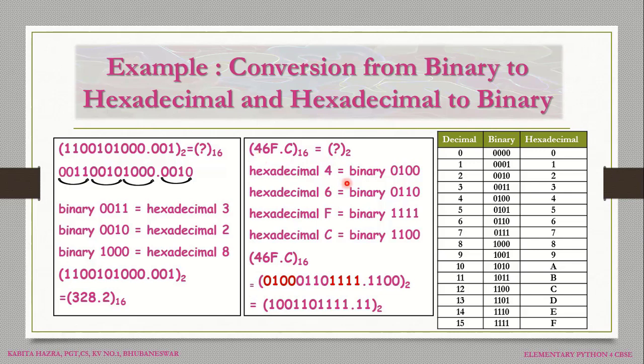If we want to convert a hexadecimal number to binary, then we will simply write the 4-bit binary equivalent for each hexadecimal digit. So hexadecimal 4 is 0100, hexadecimal 6 is 0110, hexadecimal F is 1111, and hexadecimal C is 1100. Removing the leading and trailing zeros, we get 100011 01111.11. So this is the binary equivalent for the hexadecimal number 468F1C.